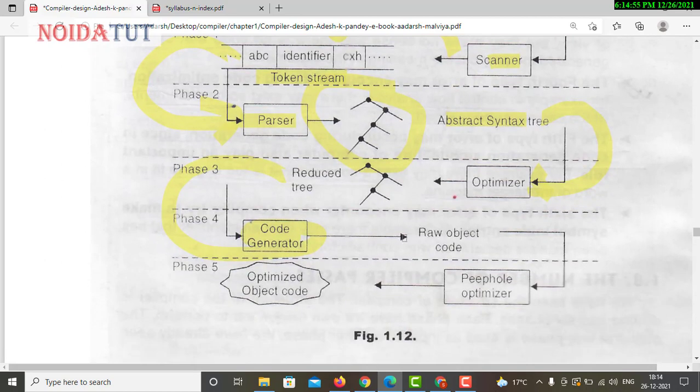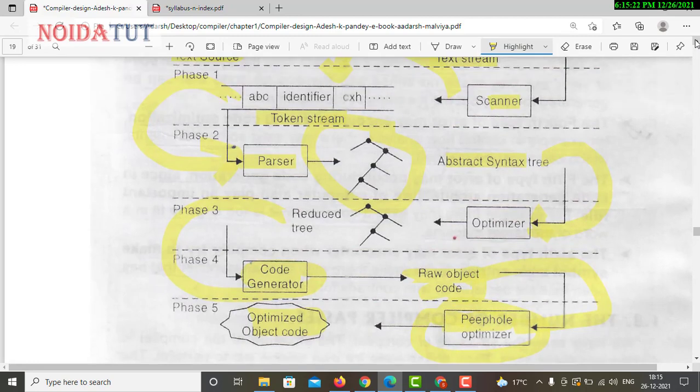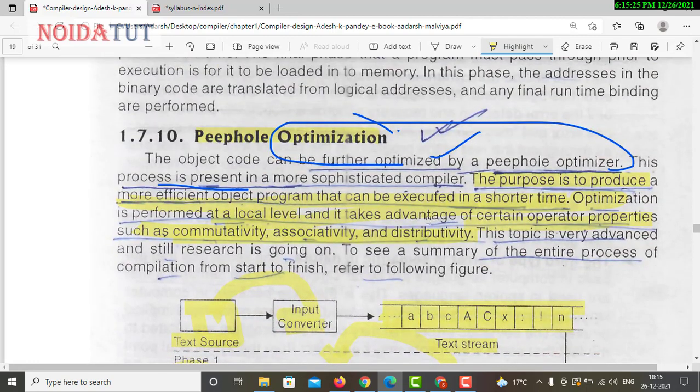Now when the code is ready to process, from here it moves to the peephole optimizer, and from the peephole optimizer we get optimized object code. That means it is easier and more accessible for faster execution. Are you getting it? How does it work with the peephole optimizer? The peephole optimizer is further optimization of the code, and it uses three properties: commutative, associative, and distributive. Fine, very good.